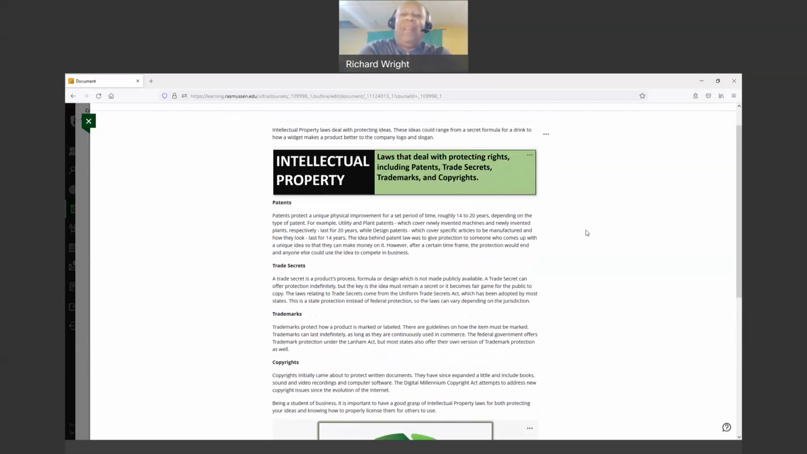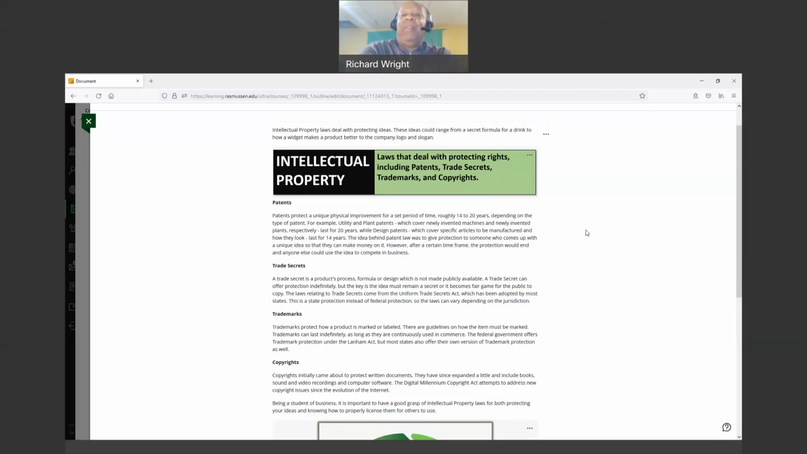So what is a patent? A patent is very unique, and it roughly lasts for 14 to 20 years, depending on the type of patent. For example, utility and plant patents, which cover newly invented machines and newly invented plants, last for 20 years, while design patents, which cover articles to be manufactured, last for only 14 years. The whole concept of patent law is to protect someone who comes up with a unique idea so that they can make money on it. However, within a certain time frame, the protection would end. And what you do is you renew it.